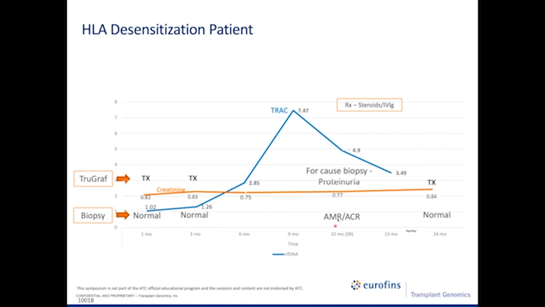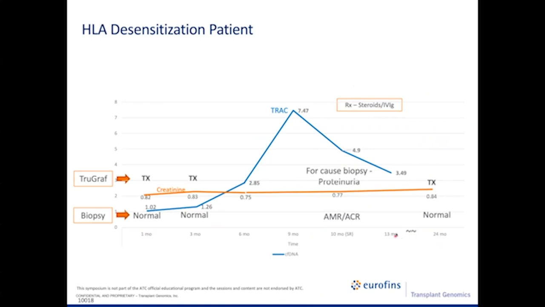At 10 months, still stable function, but now they develop proteinuria, and a for-cause biopsy is done at that time, showing subclinical, because the kidney function is stable and normal, subclinical antibody and cellular rejection. Now, interestingly, as we go back and look, the cell-free DNA TRAC assay has shot way up here to almost 7.5, and then at the time of biopsy, still almost 5. Treatment with steroids and IVIG is given, as well as increasing baseline immunosuppression. The cell-free DNA assay continues to improve.